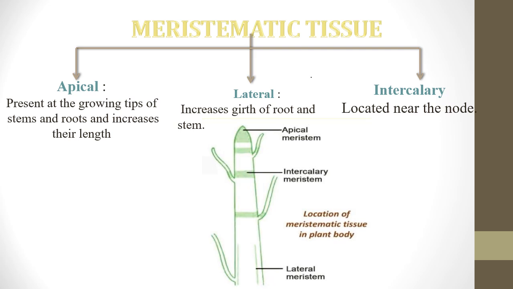Then lateral meristem. Lateral meristem is present at the side of the stem and root. They help in increasing the thickness or the width of the plant. The third one is intercalary meristem. Intercalary meristem is found at the base of internodes and promotes lengthening of stems.